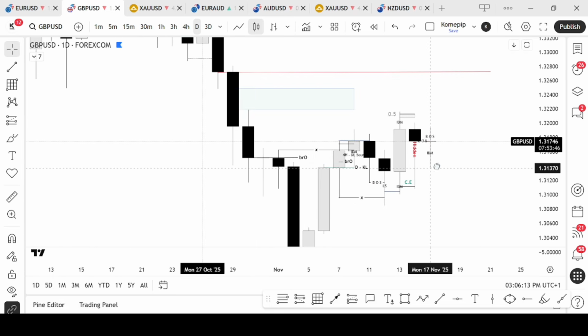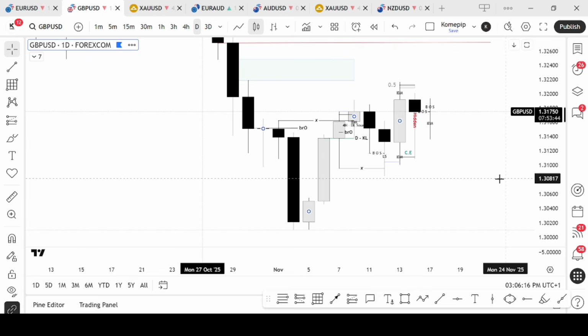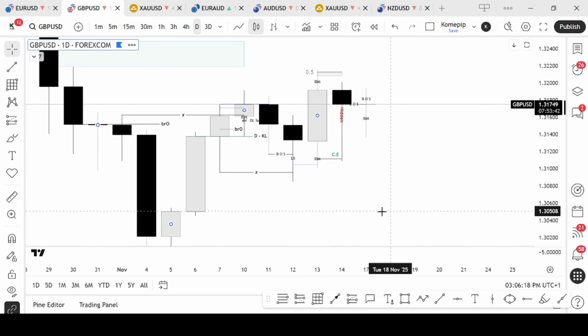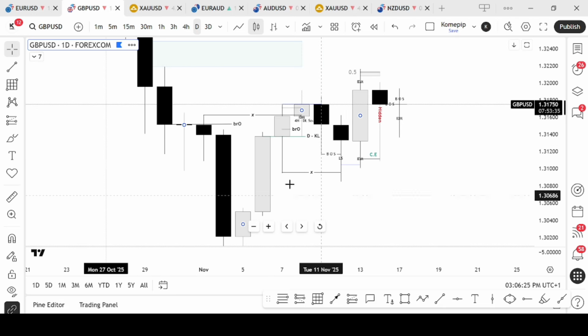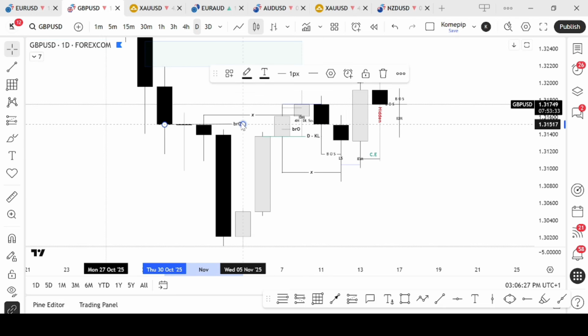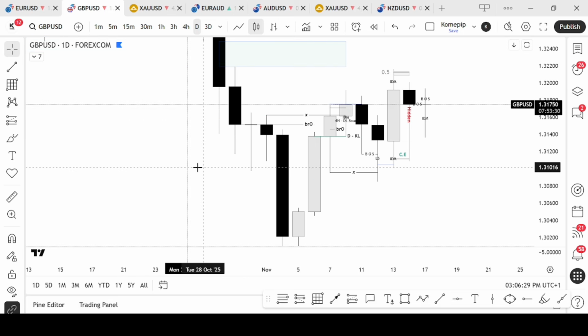Okay, so I know that the chart is a little bit clumsy, but don't worry, you are going to understand everything you see on the chart by the time we are done this evening, right now in this video. So the first thing is a breakout. Okay, so first you want to see a breakout on the daily time frame.